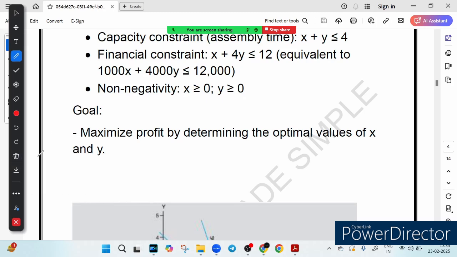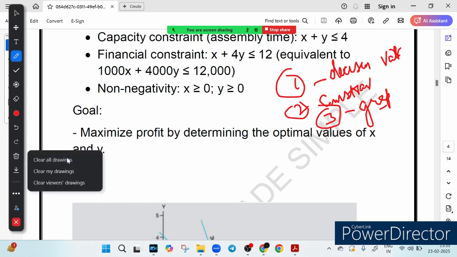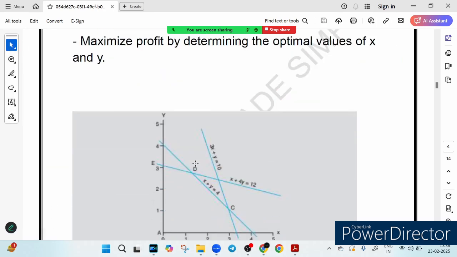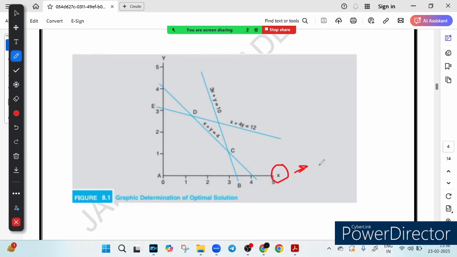Step 1 is the decision variable. Step 2 is the constraint determination. Step number 3, which we are seeing now, is the graphical representation. We plot these constraints on a graph, where the x-axis shows the number of radios and the y-axis shows the number of TVs.